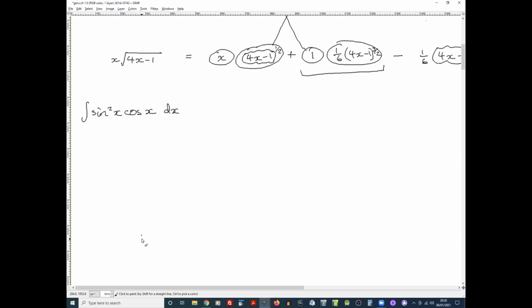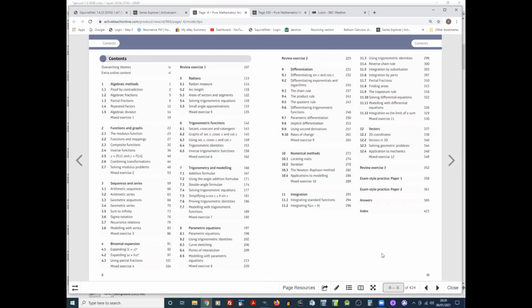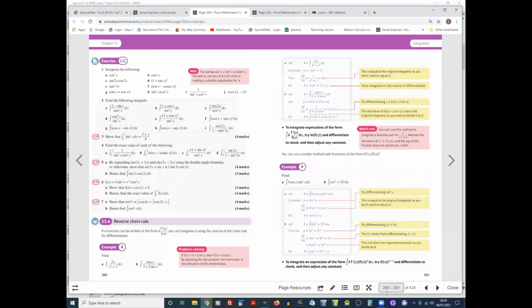Oh right, sorry. So okay, in the textbook on page 300, reverse chain rule, yeah, good. There was something on there. I'm trying to find exactly what it was.